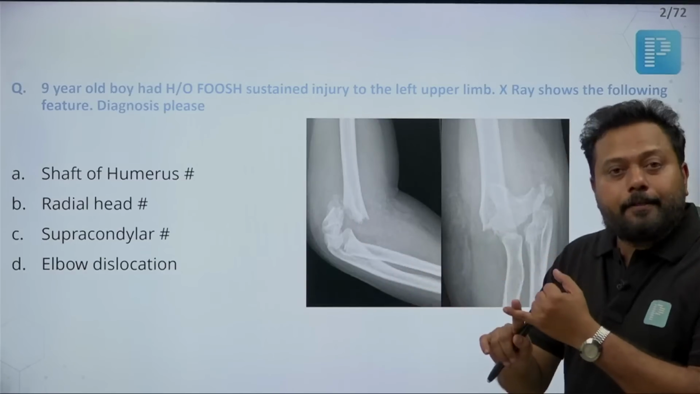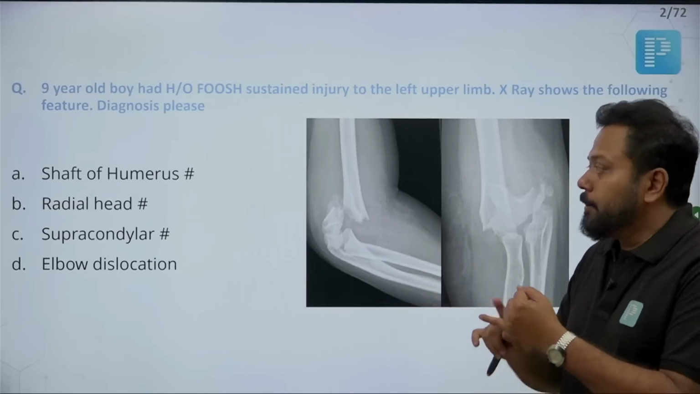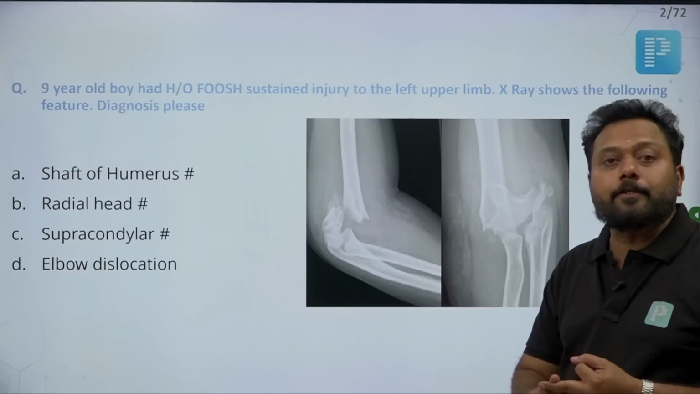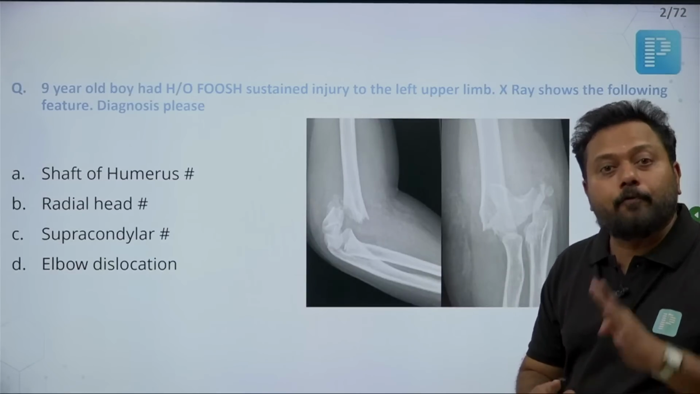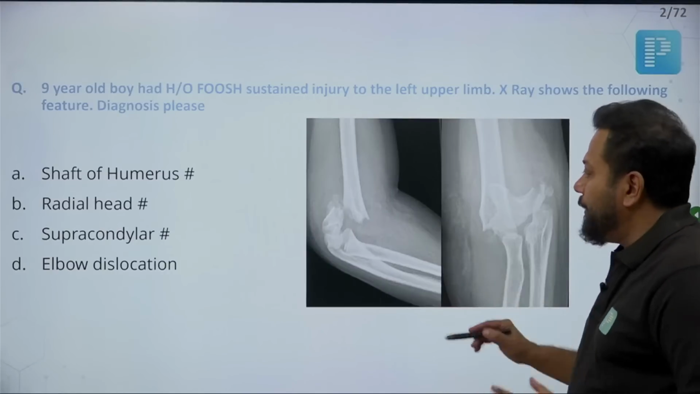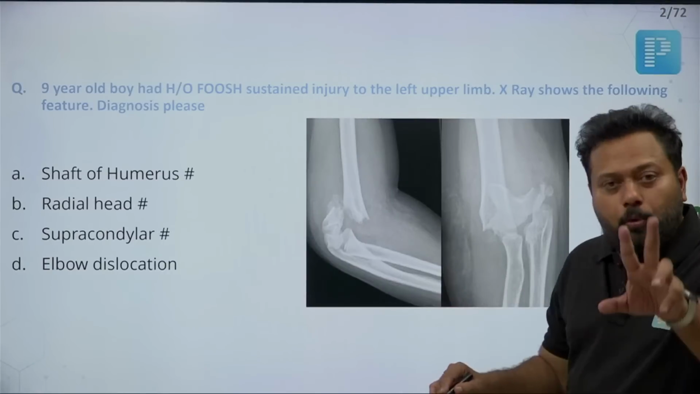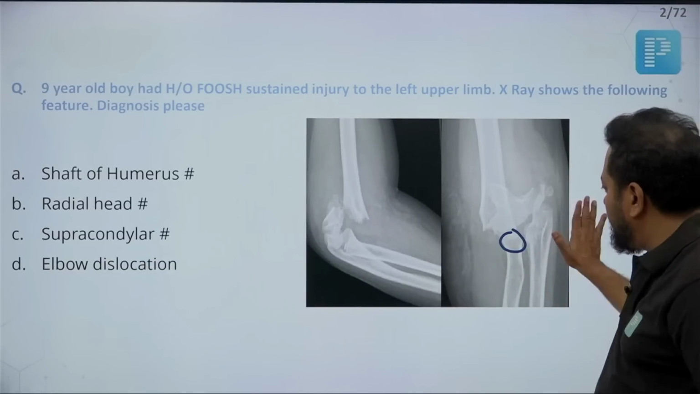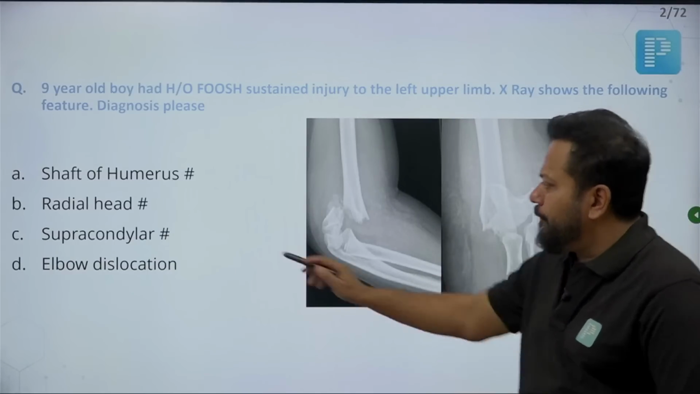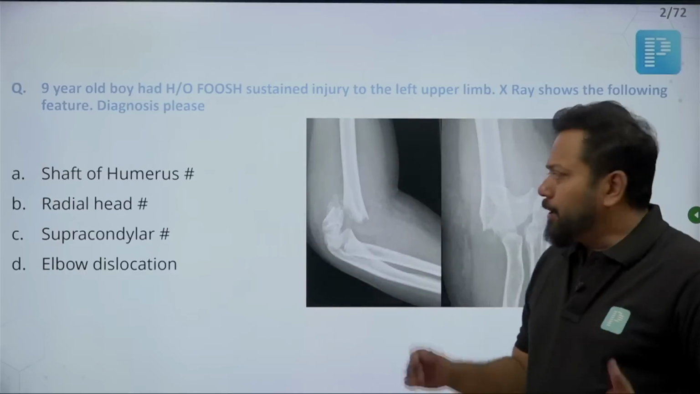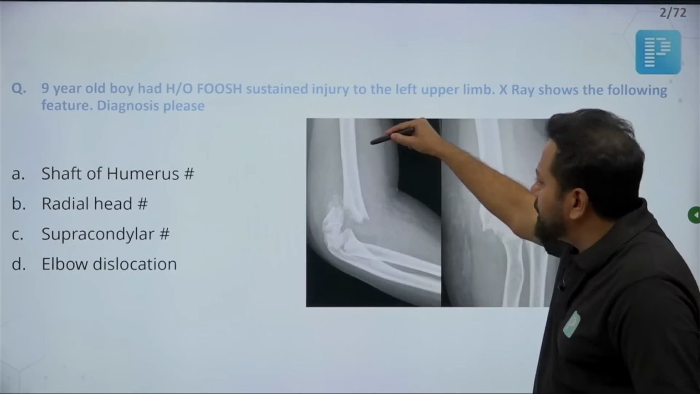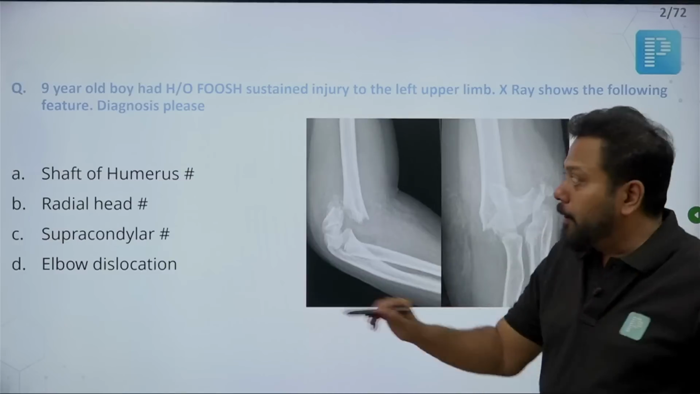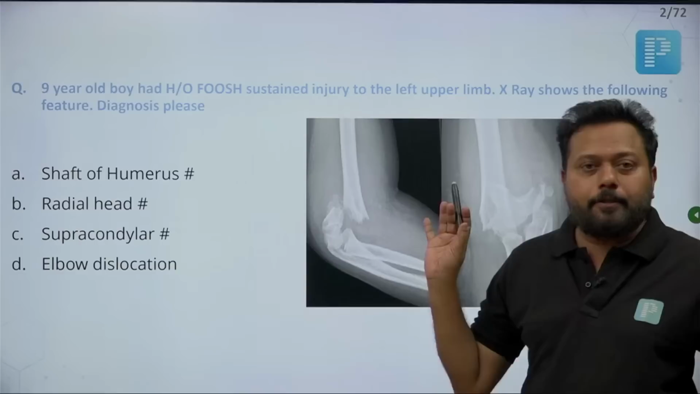Choice A is shaft of humerus. Choice B is radial head fracture. Choice C is supracondylar fracture. Choice D is elbow dislocation. Of the four choices, you can easily rule out two. The radial head appears normal, nothing to do with the radial head. So obviously this is not shaft of humerus; everyone knows here is the shaft. The problem for us is whether this is a supracondylar fracture or an elbow dislocation.